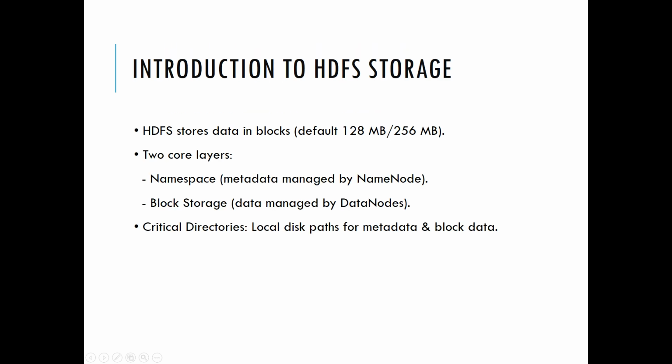HDFS, or Hadoop Distributed File System, is designed to store very large files reliably and to stream those data sets at high bandwidth to user applications. It achieves this by storing data in large blocks, typically 128 or 256 MB in size. HDFS has two core layers: the namespace layer, which manages metadata through the NameNode, and the block storage layer, which stores the actual data and is managed by the DataNodes. Additionally, we rely on several local disk directories on each node to store critical metadata and data blocks.